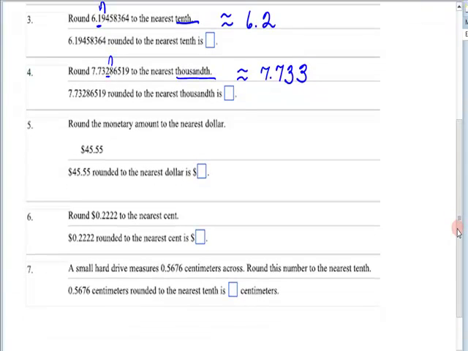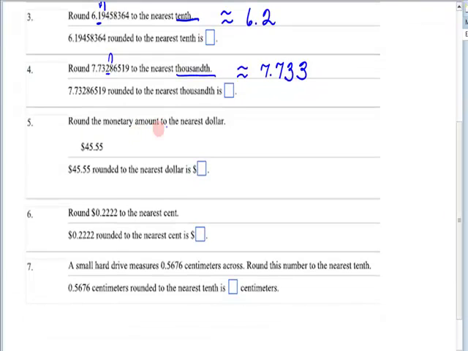All right, number 5. Round the monetary amount to the nearest dollar. Now the nearest dollar is the ones place. So I'm actually looking behind the decimal. Because that's a 5 or greater, it tells me to round up, and this, to round it to the nearest dollar, will be 46. Now that's all you're going to put in here. The dollar sign is already included. There's already a decimal point. So this is closer to $46.